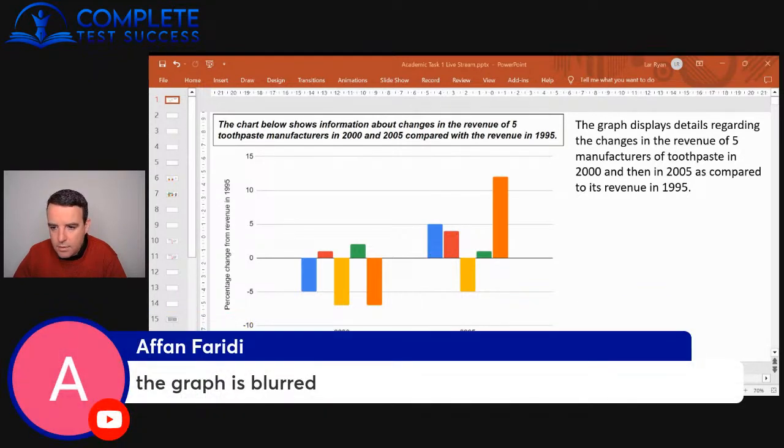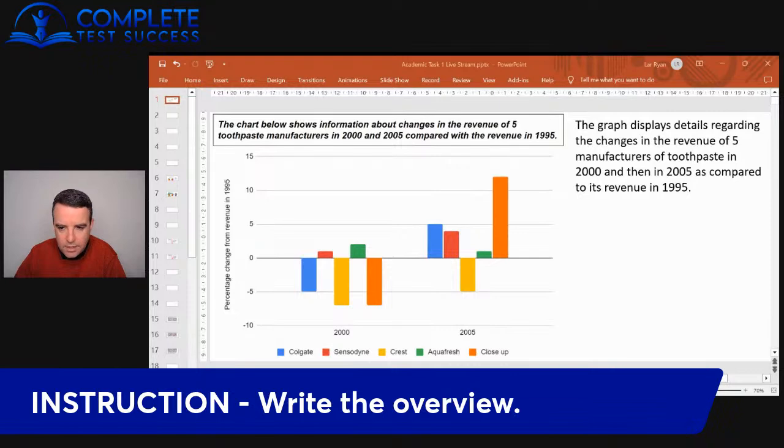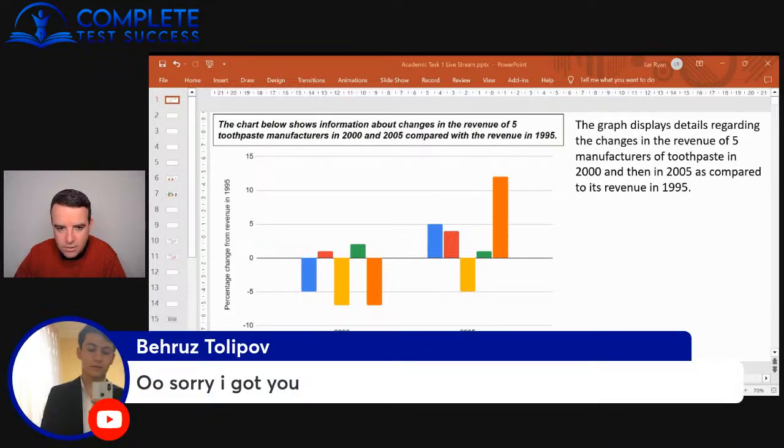Okay, Afan, the graph is blurred again. It might be your internet this time, Afan. My internet isn't giving me any warnings. I'll always get a little warning on my side. So this time it might actually be yours. Oh, sorry, I got you. Yep, absolutely perfect. No need to be sorry.